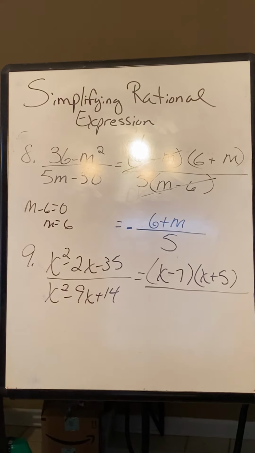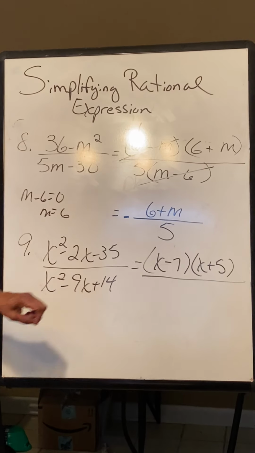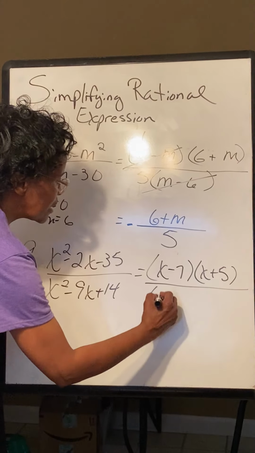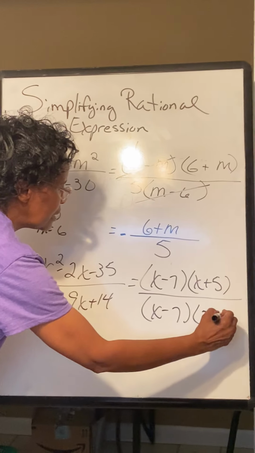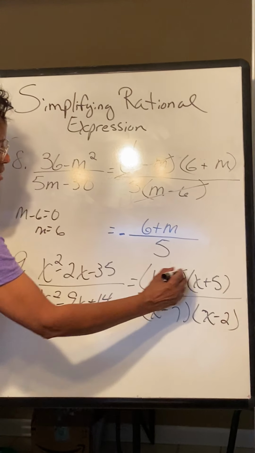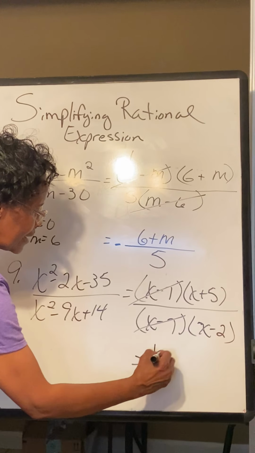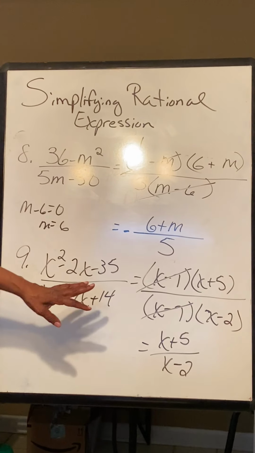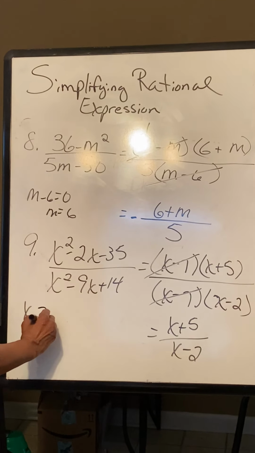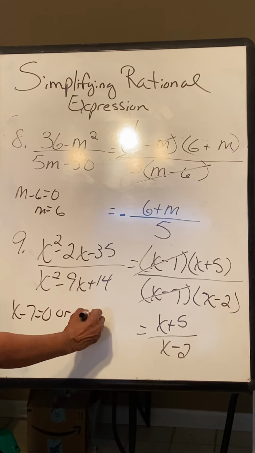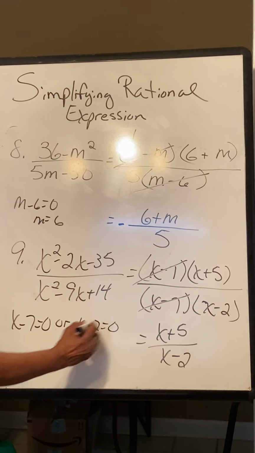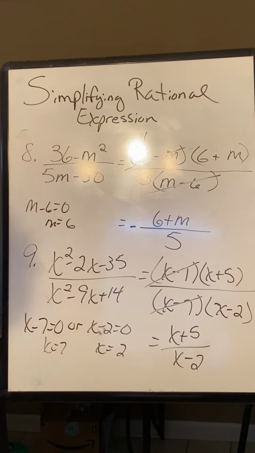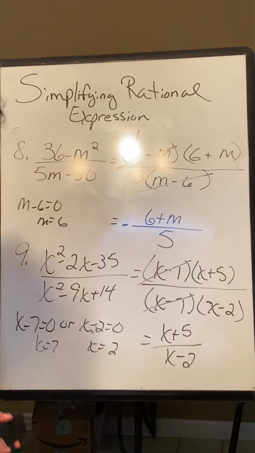I have a positive 14 here. I need two numbers I can multiply, get a positive 14, but combine, get a negative 9. So that means both numbers need to be negative. So I'm looking at a negative 7 and a negative 2. As I cancel, as I simplify, the simplified answer for the problem is x plus 5 divided by x minus 2. Then for my excluded values, I'll take that factored denominator, set each factor equal to 0, solve for x. So the excluded values for the problem would be 7 and 2. This is a little lengthy lesson.